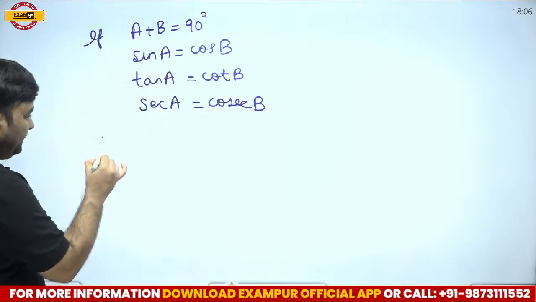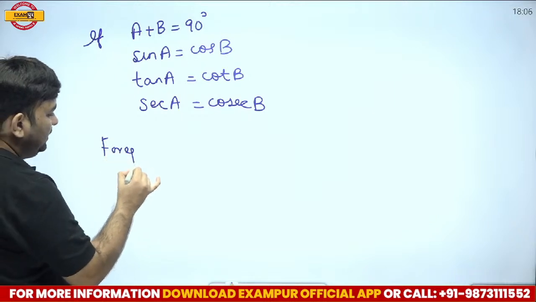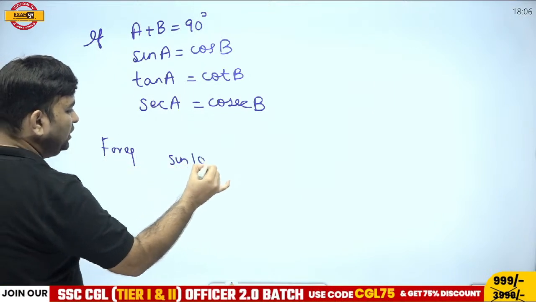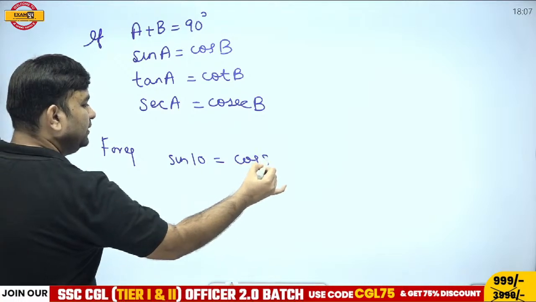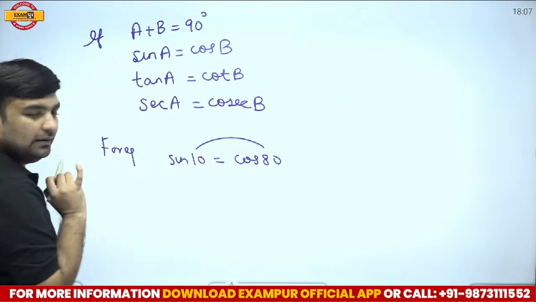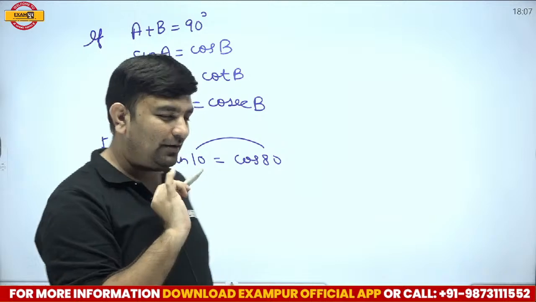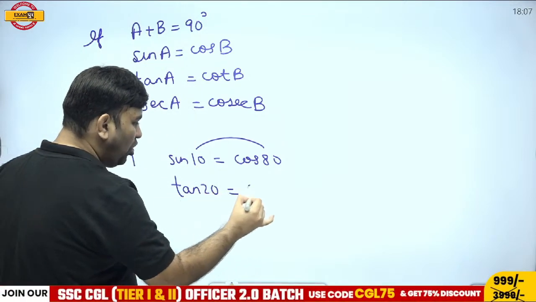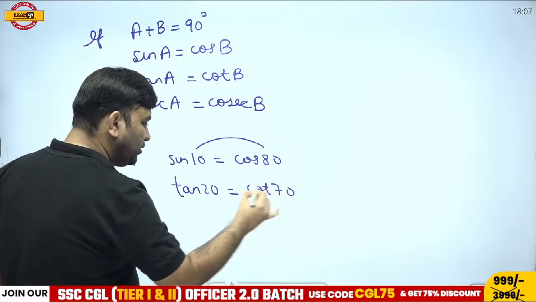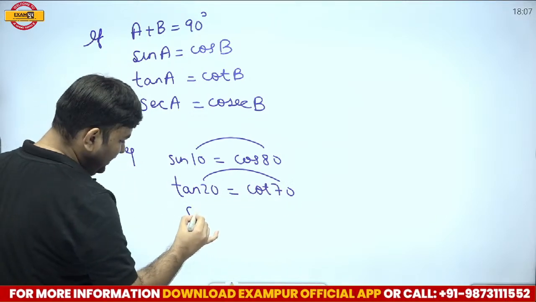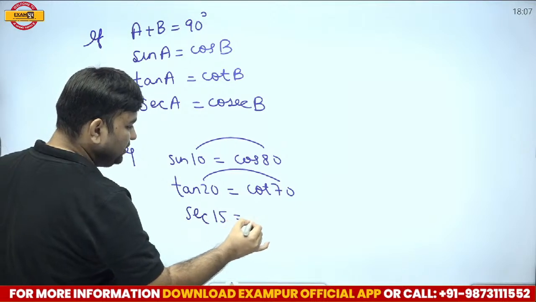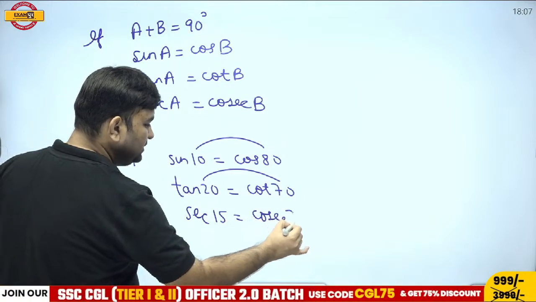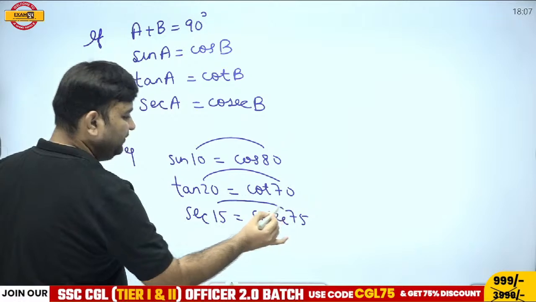For example, sin 10 is equal to cos 80 because they are complementary angles. Similarly, tan 20 is equal to cot 70 because they are complementary angles. Similarly, sec 15 is equal to cosec 75 because they are complementary angles.